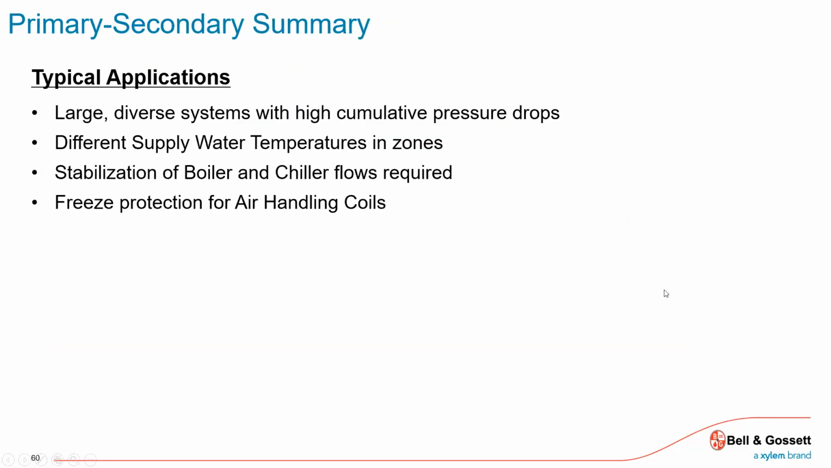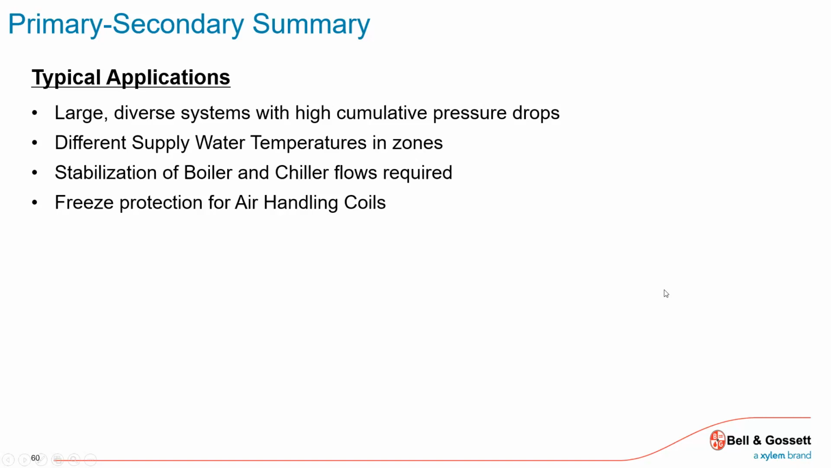So what do you get? What are some of the applications? Large, diverse systems with high cumulative pressure drops. We want to eliminate that by having appropriately smaller pump sizes. Different supply temperatures in the different zones. I need specific flow rates through my boiler plant or my chiller plant, and I want to decouple it from what the variable speed pumps are doing, because the zone valves out on all the fan coils are opening and closing. So let me support my production, my chillers, with the appropriate flow through the chiller barrel, and decouple that from what my distribution pumps may be. So that's what they're kind of talking about here.